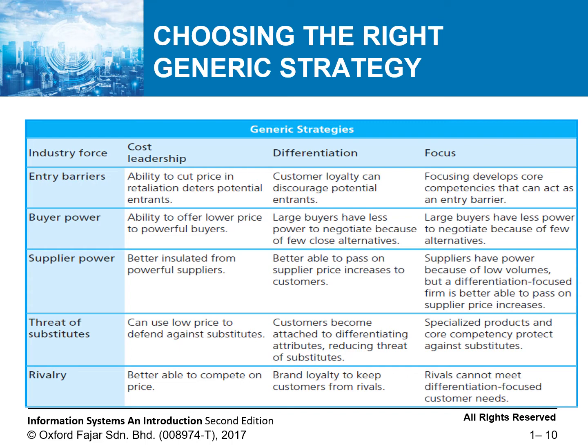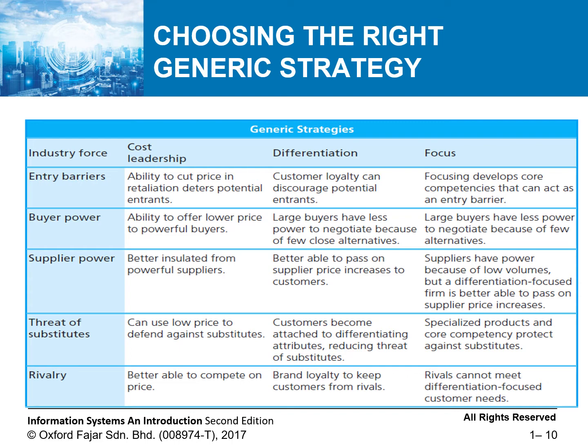Next is for supplier power. In the force of supplier power, the cost leadership strategy is better insulated from powerful suppliers. And the differentiation strategy is better able to pass on supply price increases to customers. And meanwhile, for focus strategy, suppliers have power because of low volumes, but a differentiation focused firm is better able to pass on supply price increases.